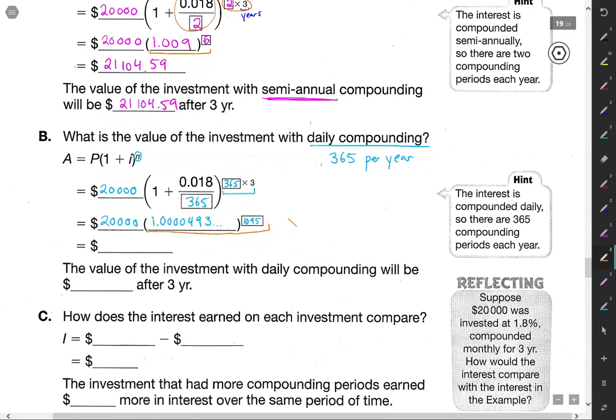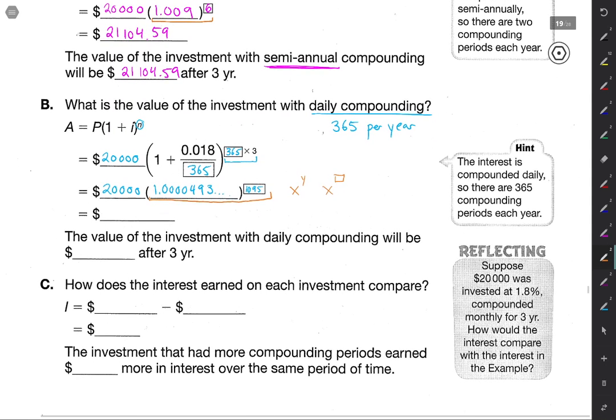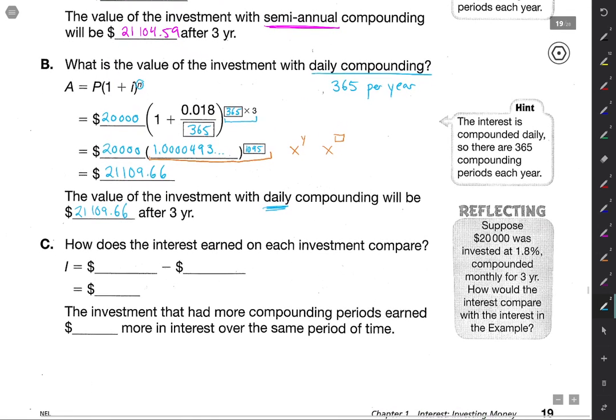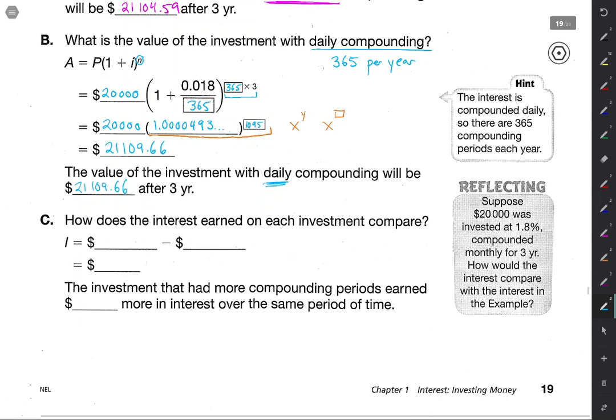So remember, you're looking for that button that looks something like that on your calculator, or maybe an empty box or something of the sort. Message me if you can't find it and I can help you. So you're going to do 1.0000493 to the power of 1,095, and then we're going to multiply that times 20,000. And in the end, you should get $21,109.66. So the value of the investment with daily compounding would be $21,109.66 after 3 years.